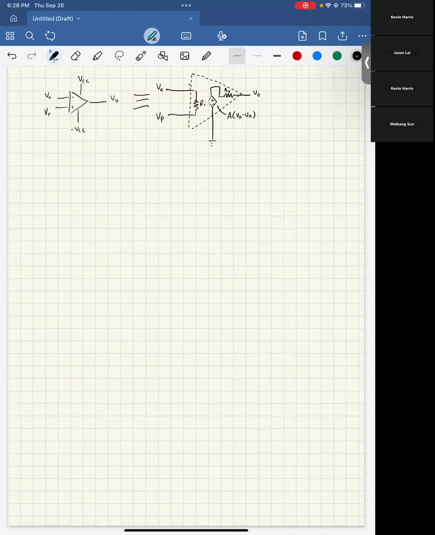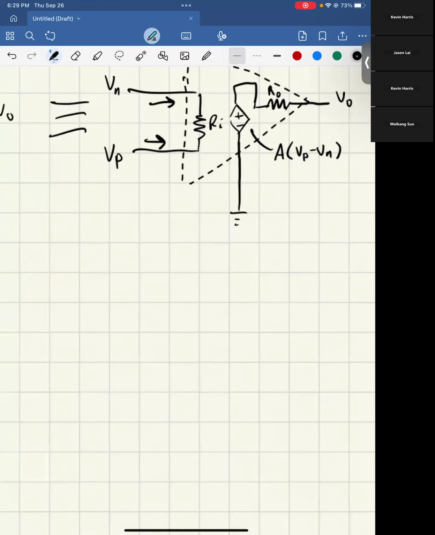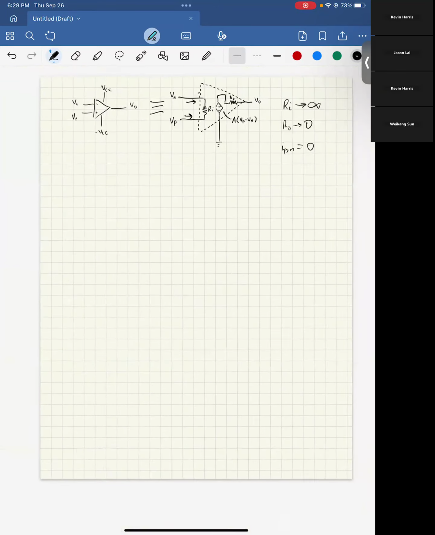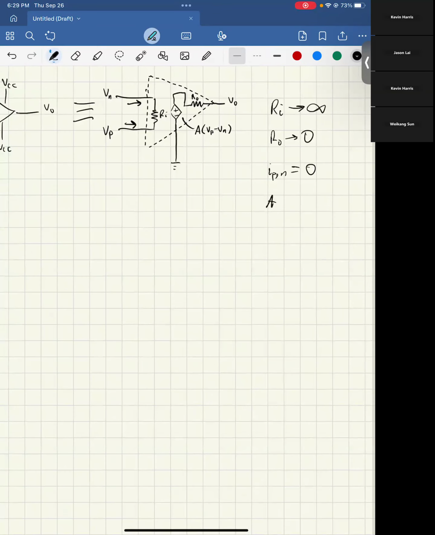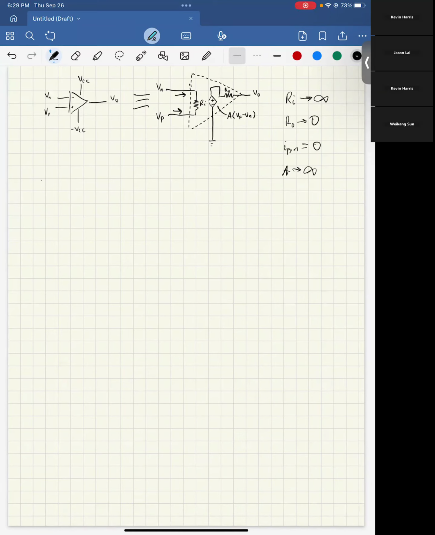What we find though is that in real op amps that you'll use, Ri is usually very high, so we can approximate it as infinity, and R out goes to about 0. That also says that the current going into VP or out of VP and into VN and out of VN, which I'll call IPN, is going to be 0 because we have an infinite resistance on that resistor. The other thing is that A is very high for actual op amps, and we can say that it also goes to infinity. So what we end up getting is this kind of model.